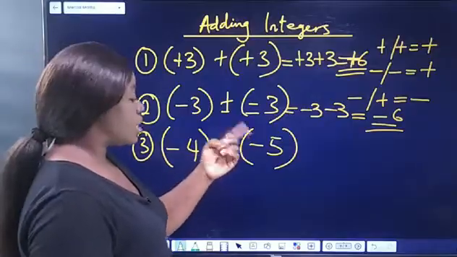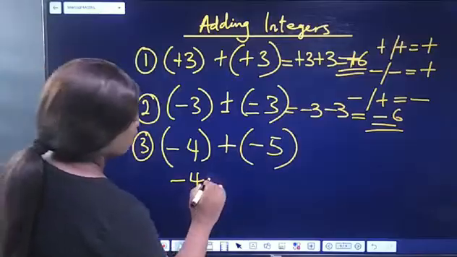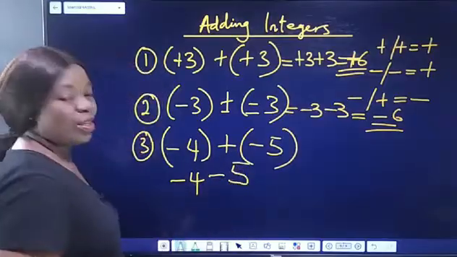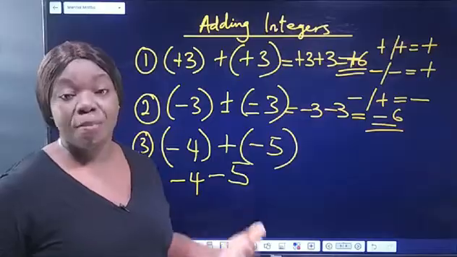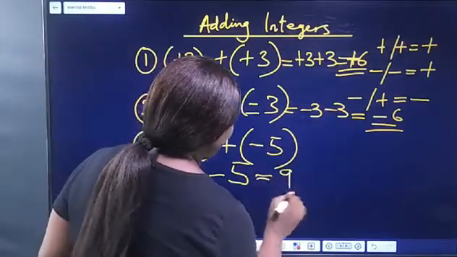Minus 4 plus minus 5. So you have minus 4, plus minus becomes minus, then 5. So by now you should know the answer. Minus 4 minus 5 is equal to minus 9. I hope you enjoyed that.